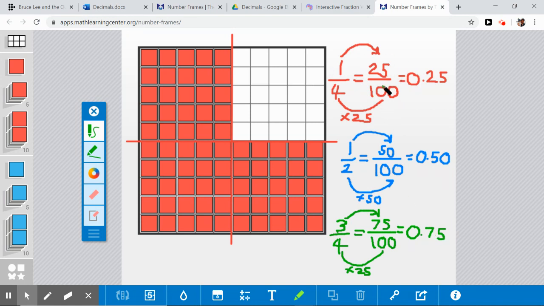So that is the relationship between decimals and fractions. They are the same, they look different, but they mean the exact same thing.